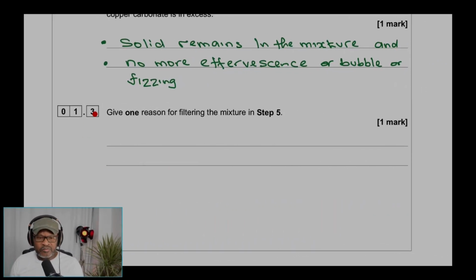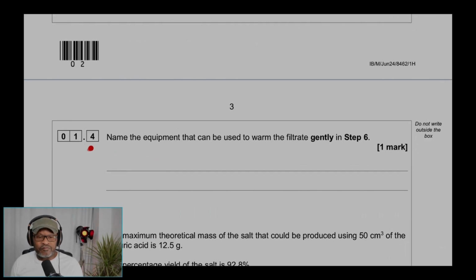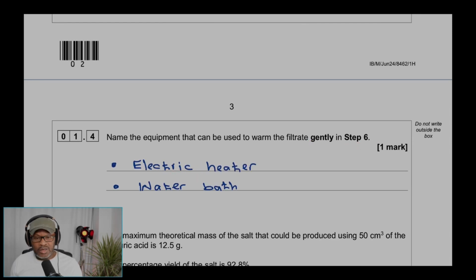Question 1.3. Give one reason for filtering the mixture in step 5. This is to remove the excess copper carbonate. Question 1.4. Name the equipment that can be used to warm the filtrate gently in step 6. We can use an electric heater or a water bath.